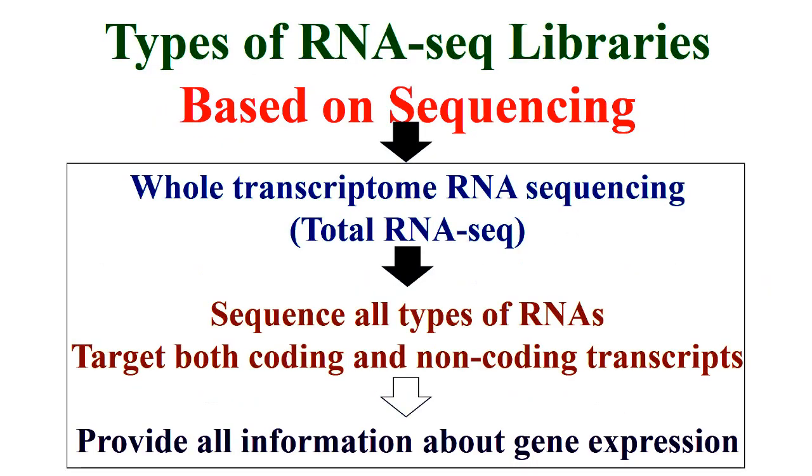Whole transcriptome RNA sequencing, or total RNA sequencing, sequences all types of RNAs to target both coding and non-coding transcripts, to provide all information about gene expression, as mentioned in the next slide.